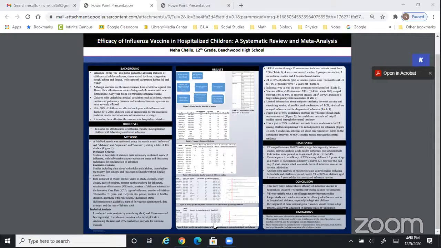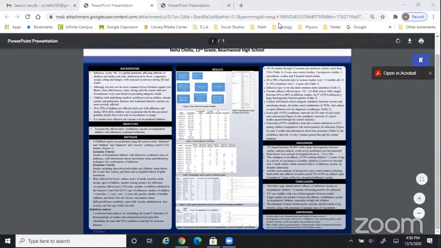So what I concluded was that the effectiveness of the vaccine is somewhat variable in children older than 6 months and under 2 years old. Larger studies are needed to assess the efficacy of the flu vaccine in hospitalized children and not solely the typical adult population. Thank you.